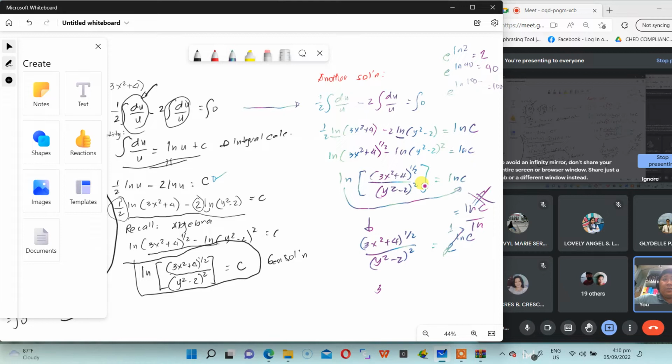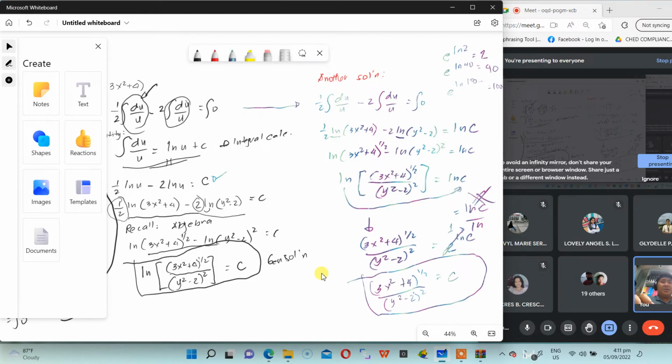Okay? Your 3x squared plus 4 raised to the power of 1 half over y squared minus 2 raised to the power of 2 equals c. So you could have an answer like this.